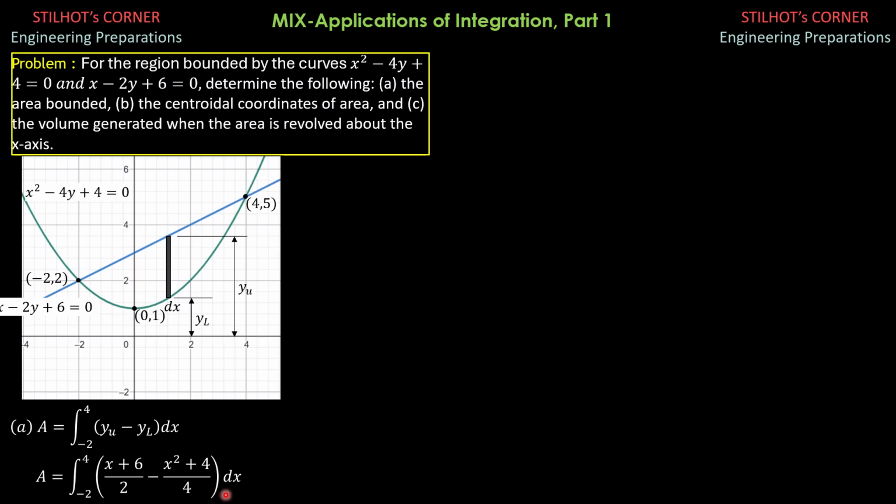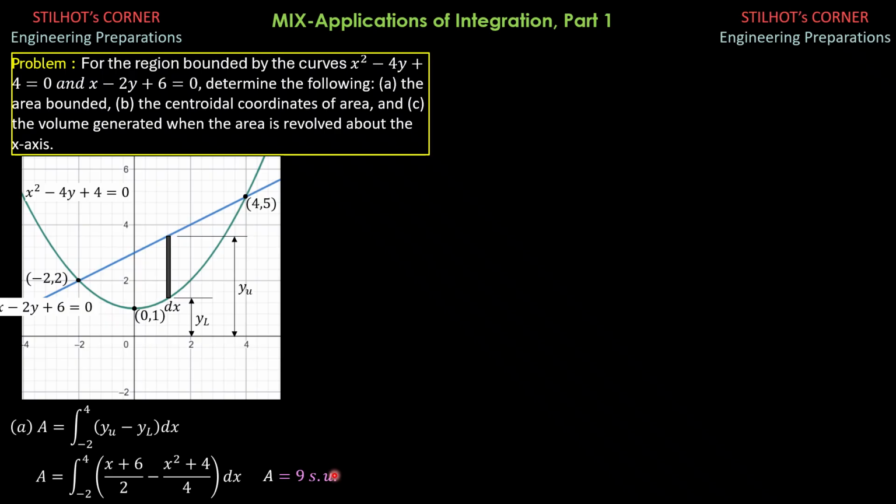Using your high-tech calculator, although for students where a high-tech calculator is not allowed, you can still evaluate this by the power formula. That's very simple. So area is equal to 9 square units using the high-tech calculator.